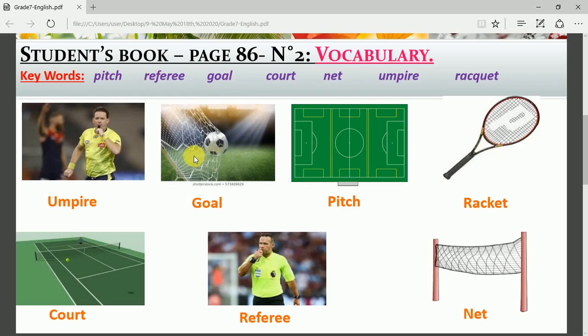Goal. This is the goal. Court. This is a court. It's also a playground where we play tennis. Net. This is a net. Umpire. This is the umpire. It's same as the referee. So umpire and referee are the same. Racket. This is the racket also that we use in order to play tennis. So these are the keywords.